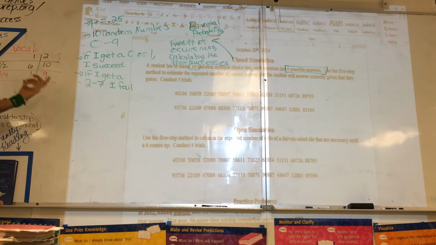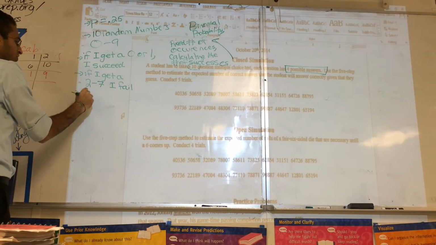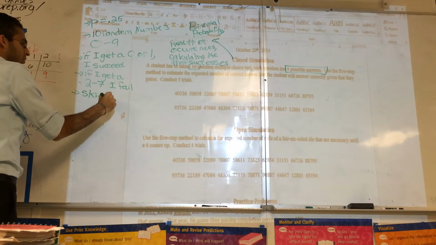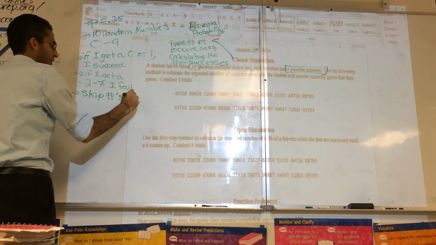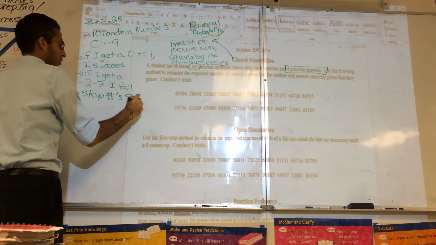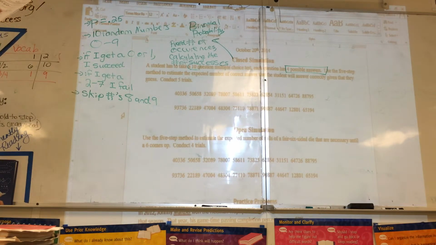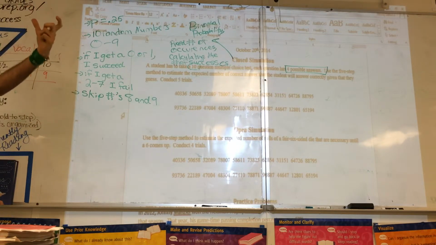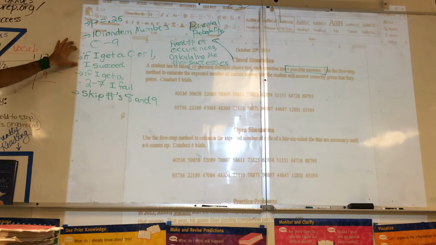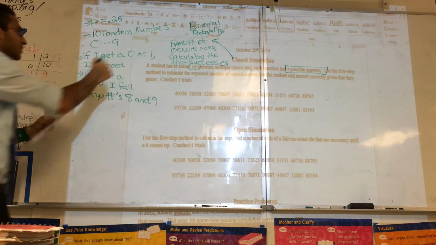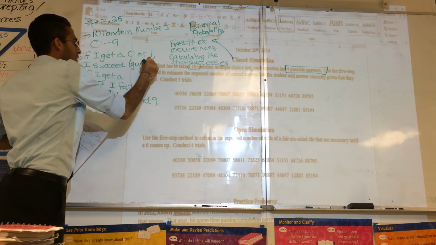That's the first place to start. So I'm going to skip numbers 8 and 9. I've got 10 numbers, 0 through 9. In an ideal world, I could use all 10, but the problem is there's no exact value for 25% of 10. So I'm going to only focus on 8 numbers. If I get a 0 or a 1, I succeed, which means I guess right.